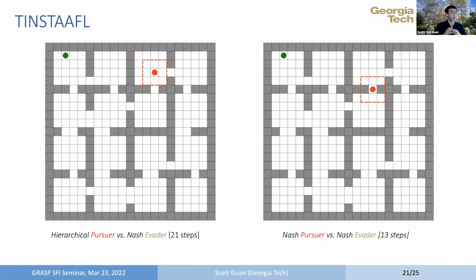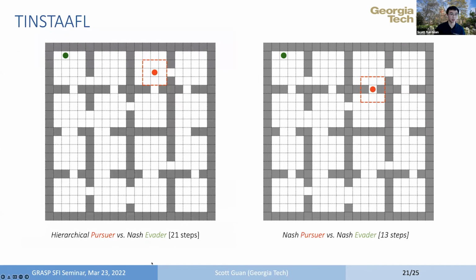Now I just want to quickly talk about the cause of suboptimality here. This is not a random string. This is the famous principle: there is no such thing as a free lunch here. We will first present two animations. On the left is a hierarchical pursuer against a Nash evader, and on the right is a Nash pursuer against a Nash evader.